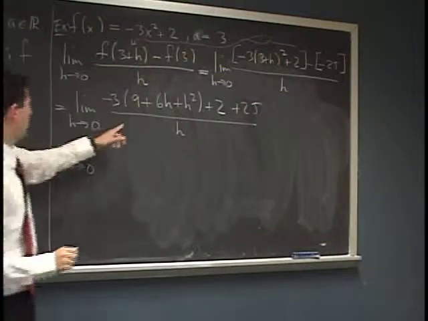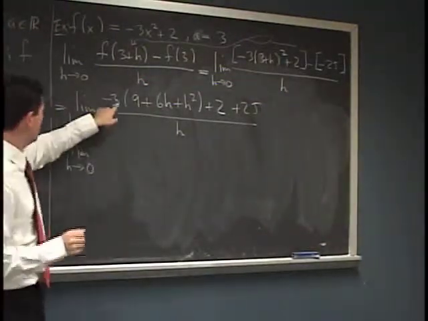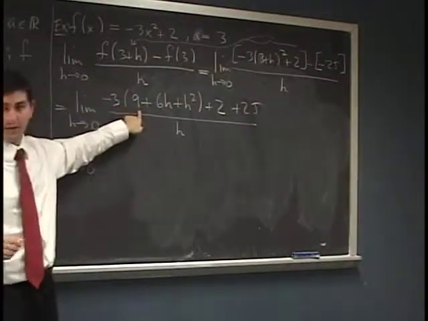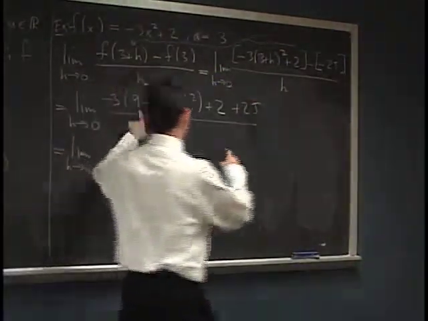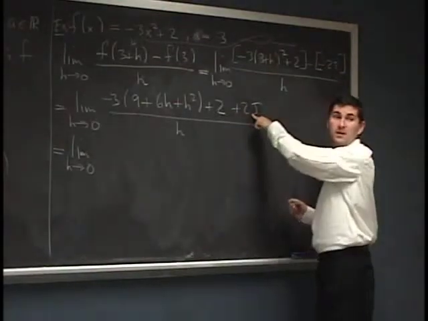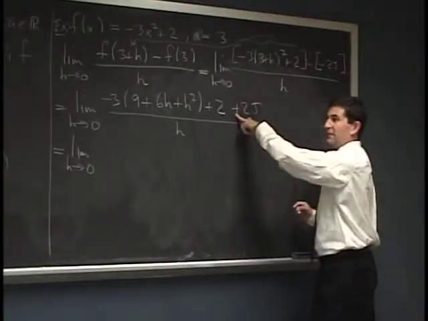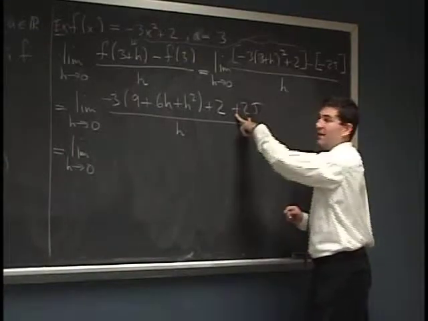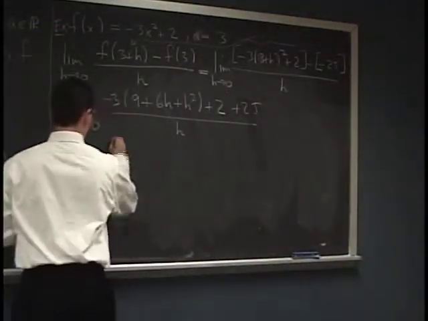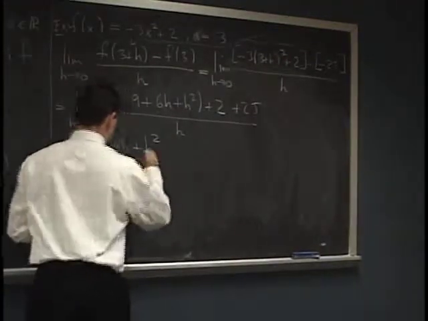Okay, so let's see. Now, if we're clever, we can do some of this in our head. Minus 3 times 9 is 27. But on the end, you have 2 plus 25, which is also 27. So the minus 27 and the plus 27 cancel out. And so all I'm left with is 6h plus h squared over h.